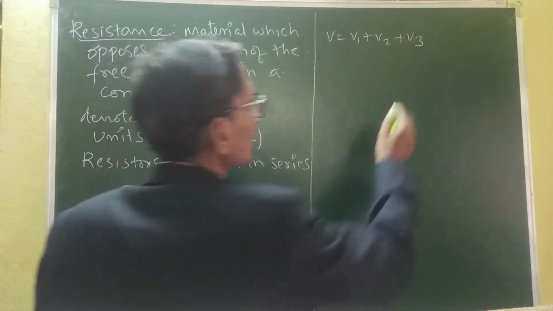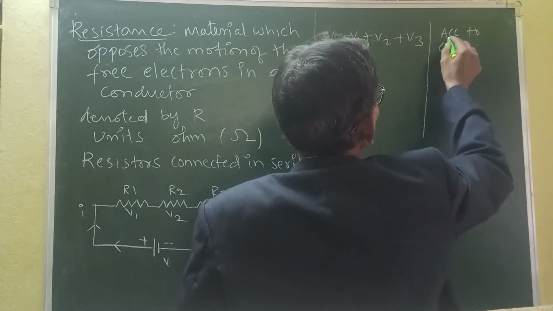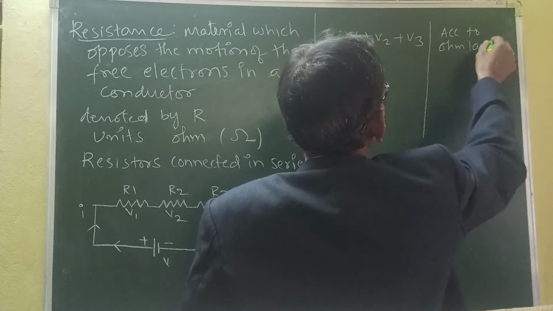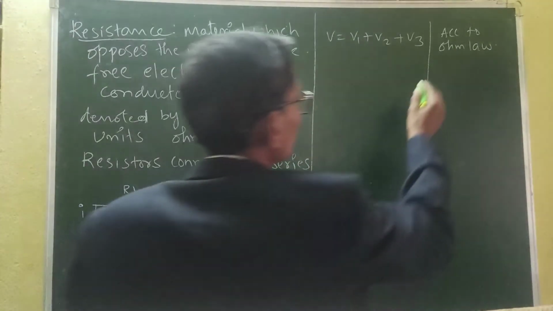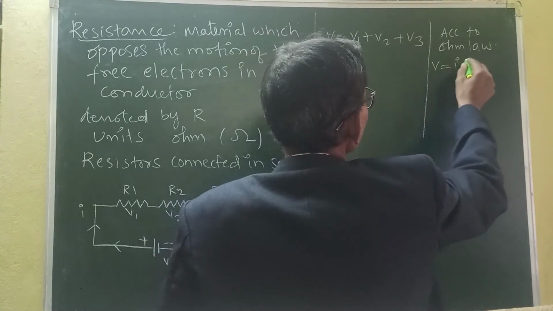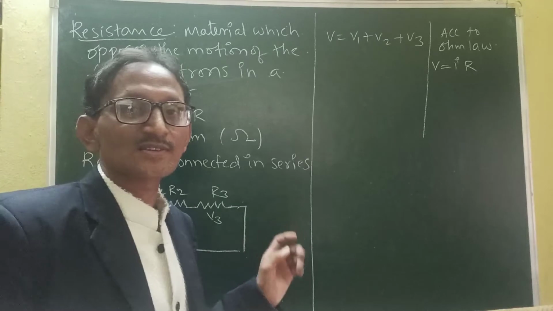Now if you observe, according to Ohm's law, the voltage V is equal to the current which is coming out of the battery times R, the resistance.